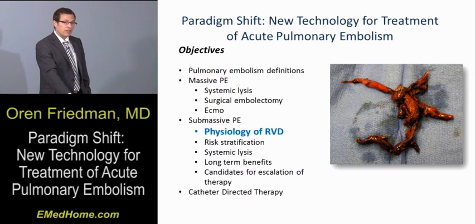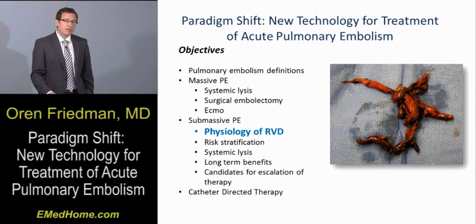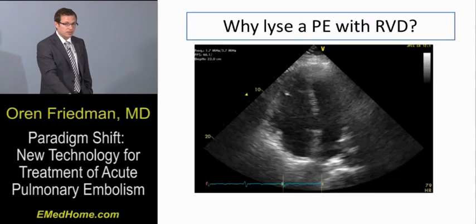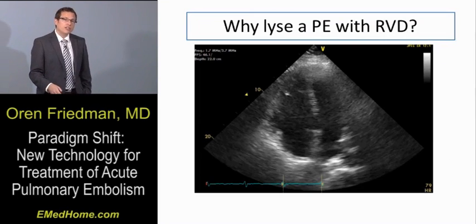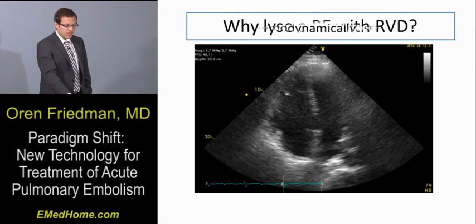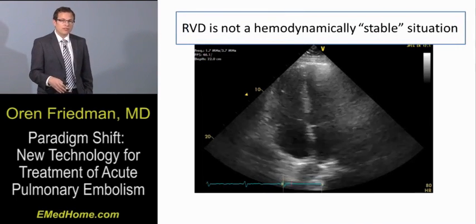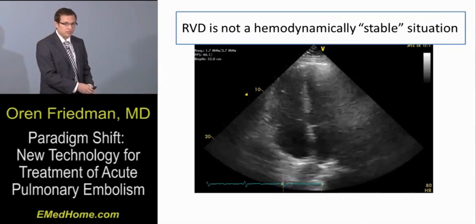But first, we're going to talk about the physiology of right ventricular dysfunction, because it's important to understand the physiology before you recognize why it's important to therefore escalate therapy in these particular patients. So why do I argue that in some patients with submassive pulmonary emboli that we should escalate beyond anticoagulation and move towards systemic thrombolytics? Because even though you may call their hemodynamics quote-unquote stable, I see nothing stable about right ventricular dysfunction. I think that this is quite a hemodynamically unstable situation.